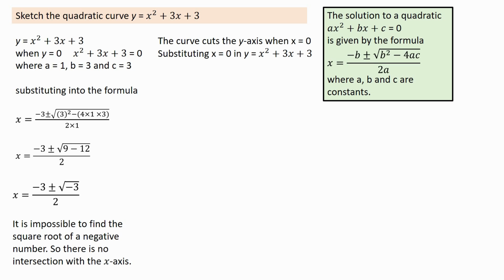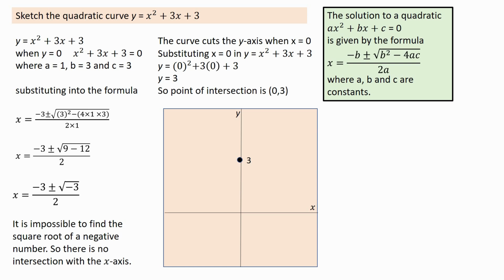The y-intercept occurs when x equals naught, so substitute x equals naught into the quadratic. This gives terms which evaluate to naught, and so y equals 3. Therefore, the y-intercept is at point 0, 3. This is plotted on the sketch. Remember, there is no intersection with the x-axis, so the quadratic curve must lie above it.